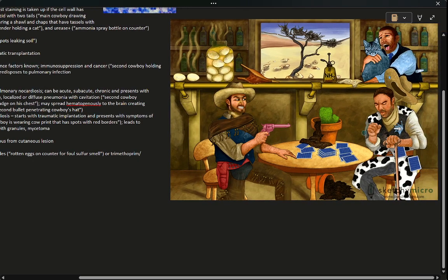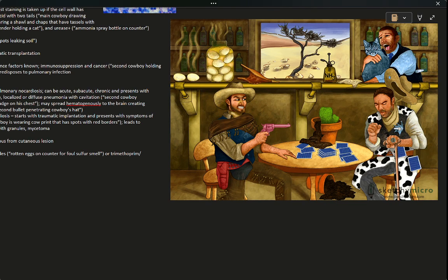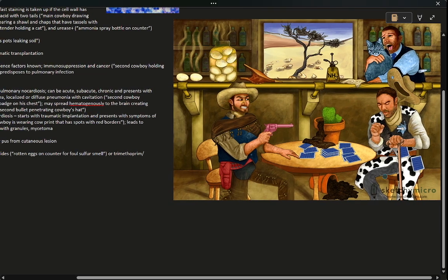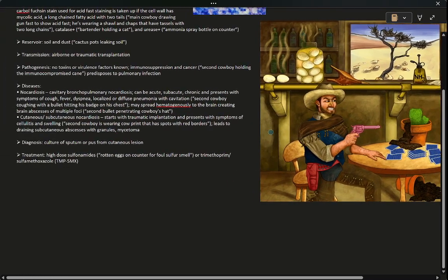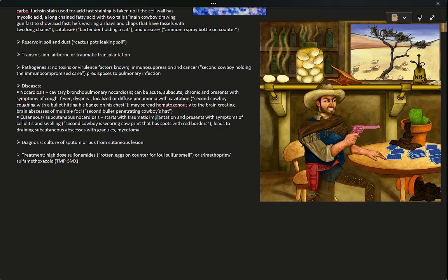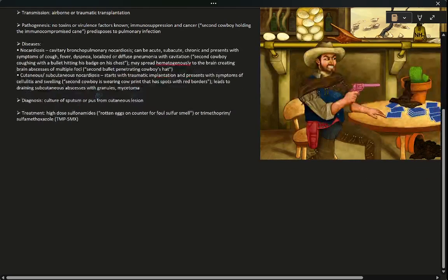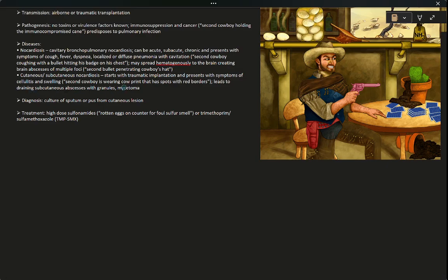So here's the second cowboy. He's obviously wearing that cow print. And there should be some spots with red borders nearby. And those are supposed to help you to remember the symptoms of cellulitis and swelling that arise from traumatic implantation. And those are the key characteristics of the cutaneous or subcutaneous nocardiosis. And don't forget about the draining subcutaneous abscesses with granules and mycetoma.